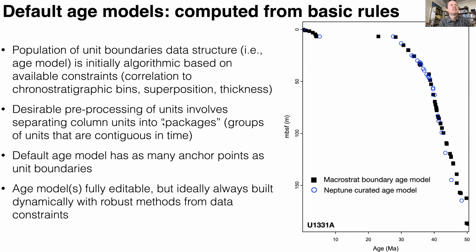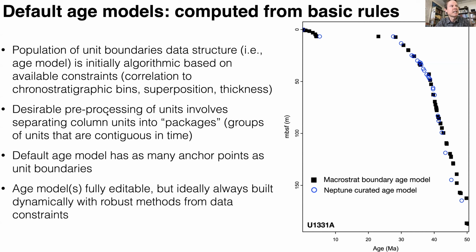The default age models in Macrostrat, and the population of the unit boundaries data structure, are initially algorithmic, based on available constraints, which include correlation to these chronostratigraphic bins, superposition, and thickness. These constraints are relatively simple, but they can be articulated algorithmically, and age models dynamically constructed from them. On the right here is just an arbitrary example showing one hole and the age model constructed from these constraints in comparison to one of the Neptune curated age models.